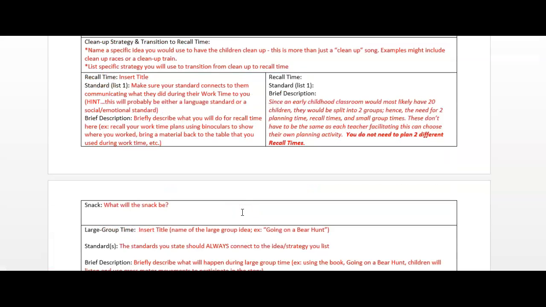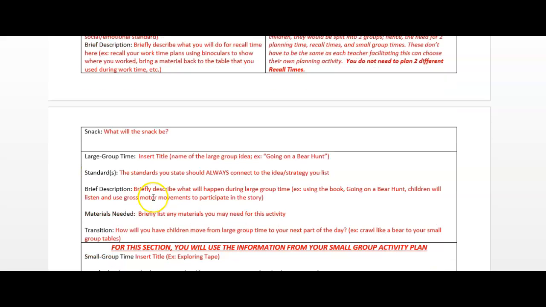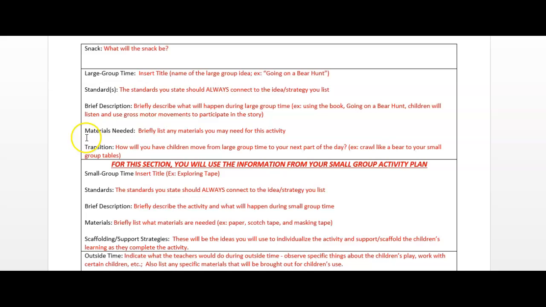Following recall time in our daily schedule, we will have snack time. For this section, you will just need to list what you will have for snack. Very simple. After snack time, the children will transition to large group time.